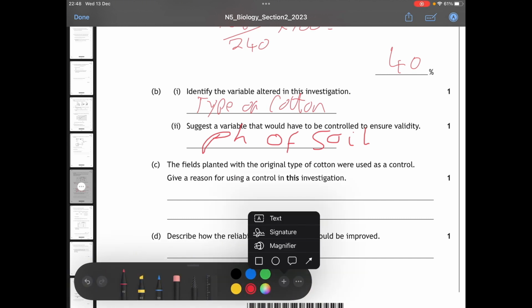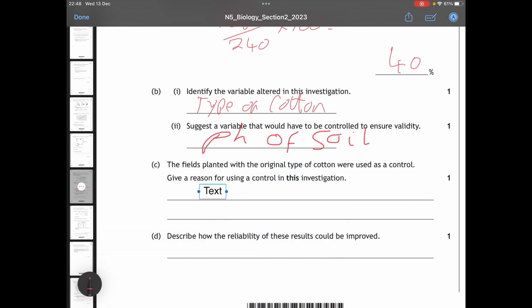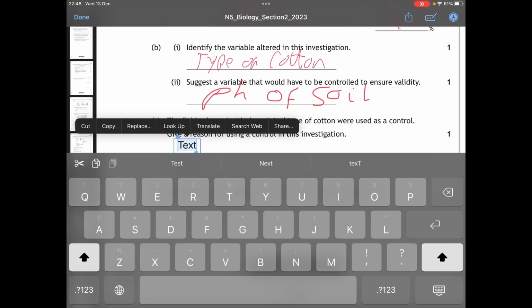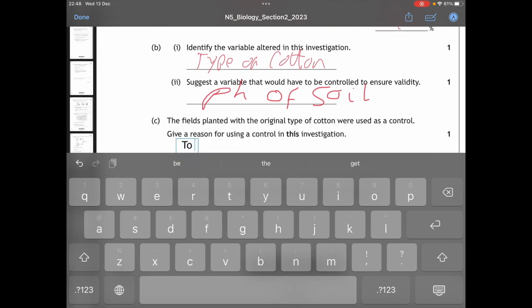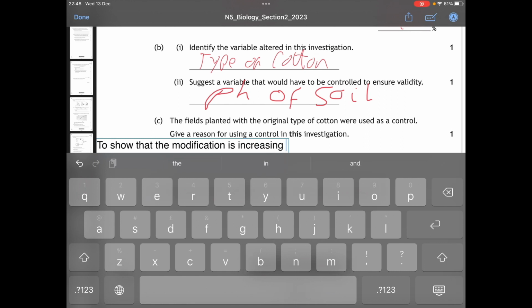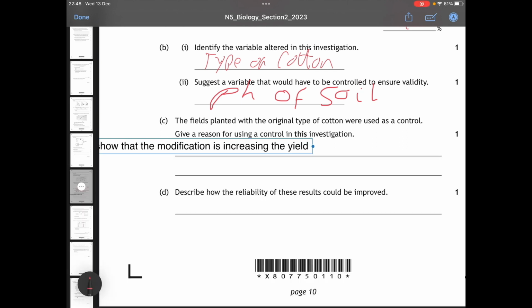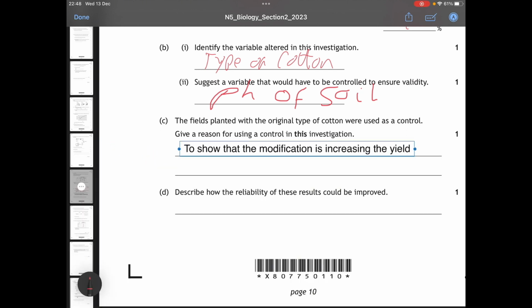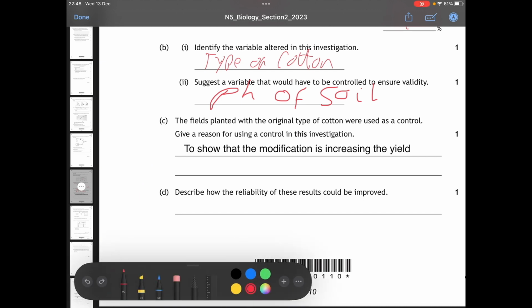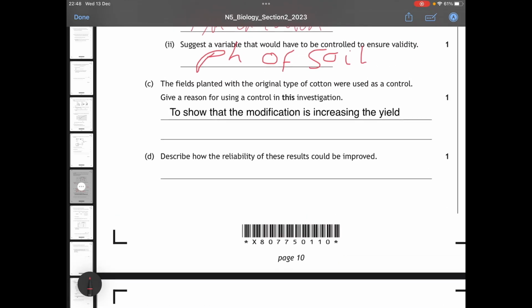Okay, so for that one I'll just put a wee text box answering. Okay, so to show that the modification is increasing the yield. That's cause and effect. The last one for question 6 says describe how the reliability of these results could be improved.